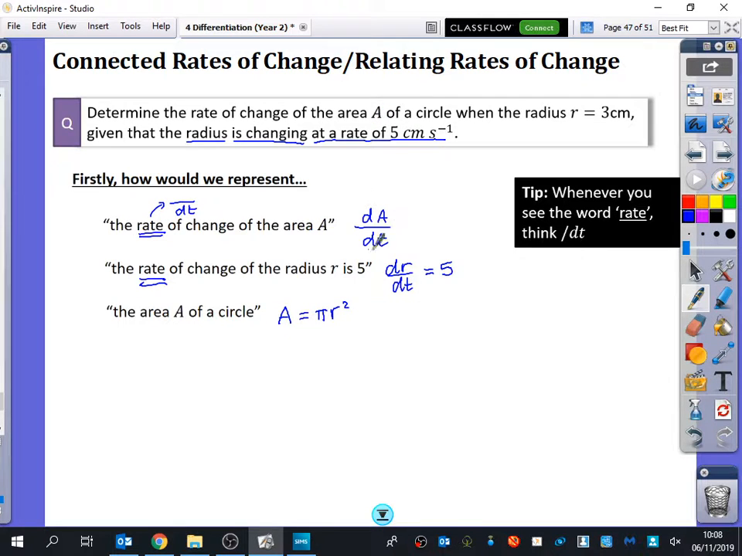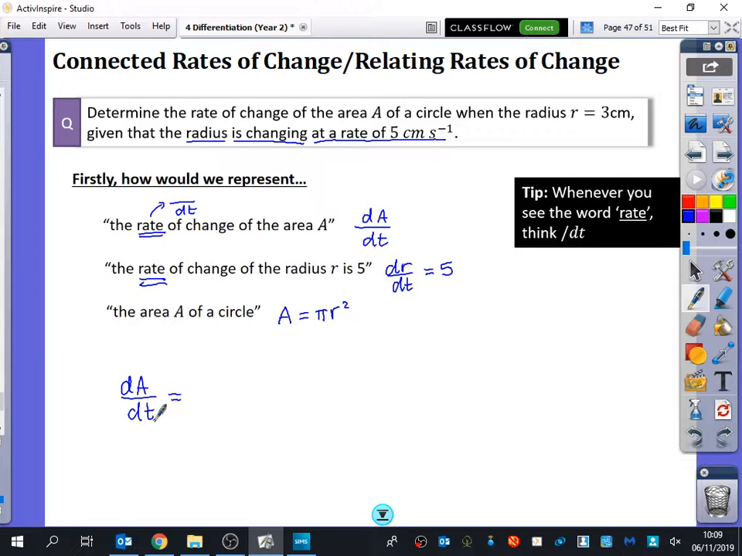This is the thing that we want to find out. We're trying to find out what dA/dt is. We know what dr/dt is, that we've got here. Now this is the trick that you're going to do to connect rates of change together.